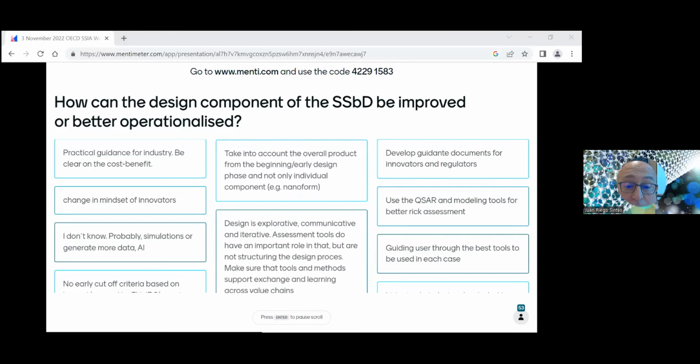There are very interesting comments here. For example, the one saying the design is explorative, communicative, and iterative. Indeed, iteration and communication of information is an important aspect for the implementation of the SSbD.